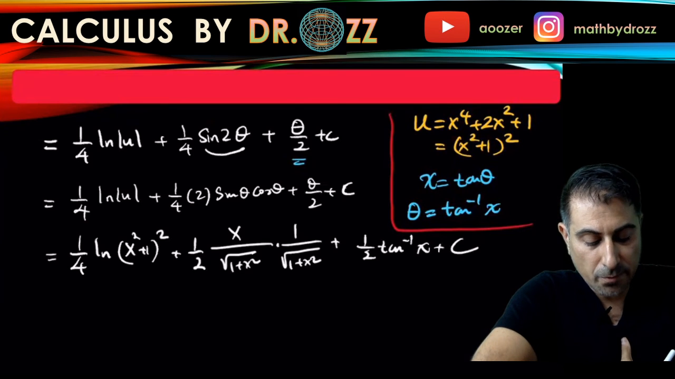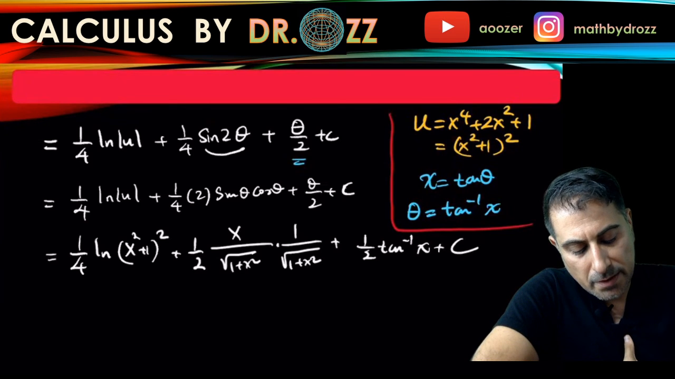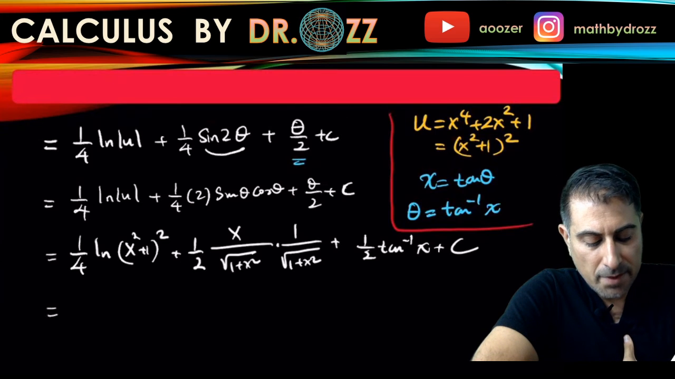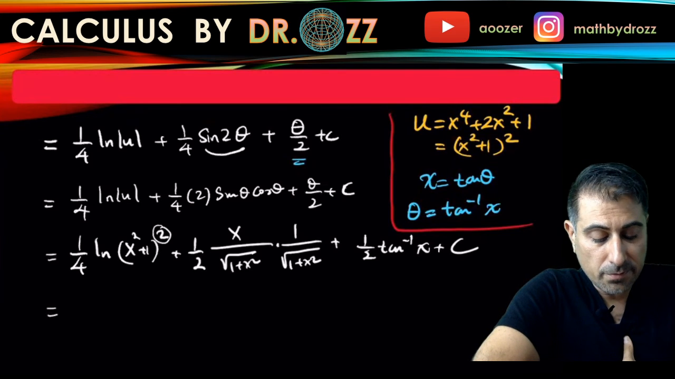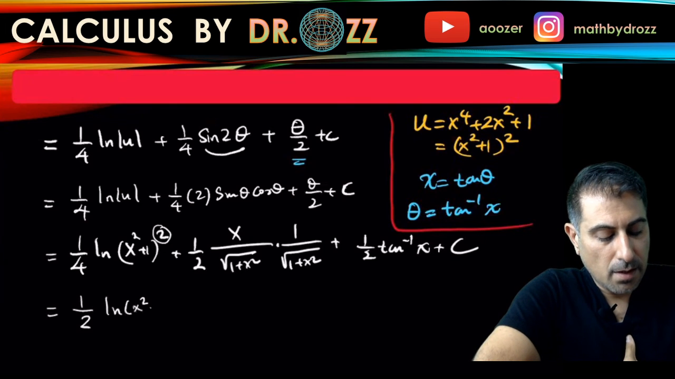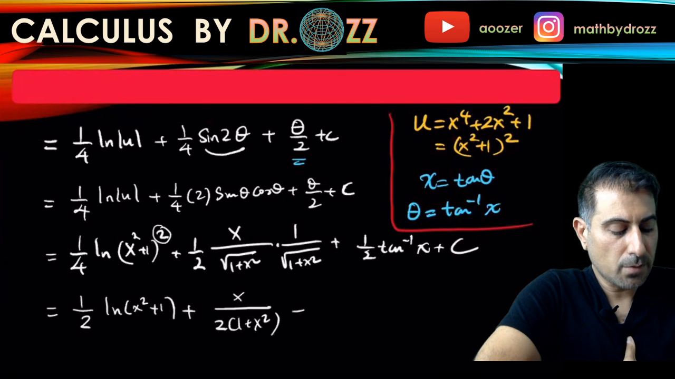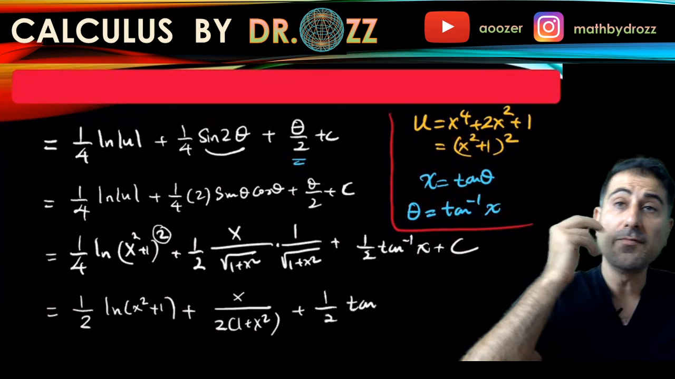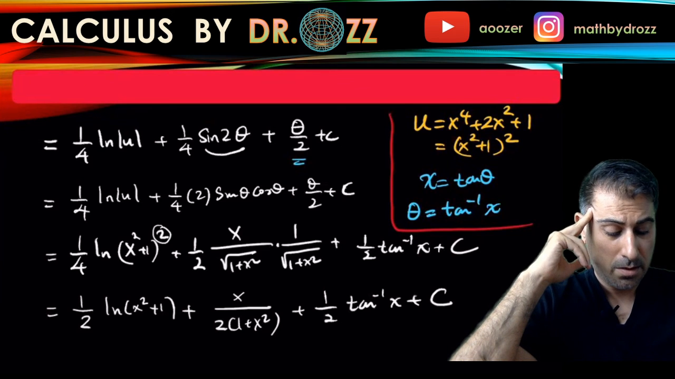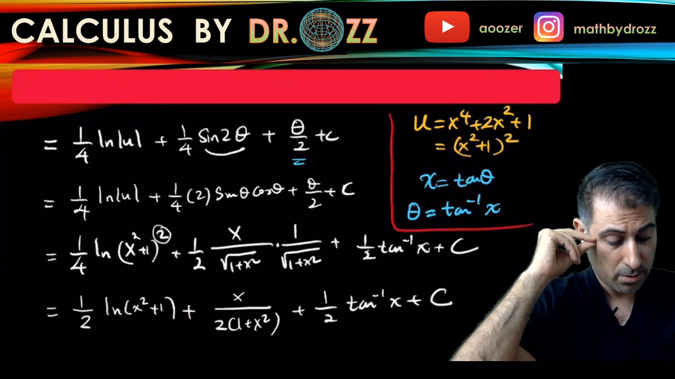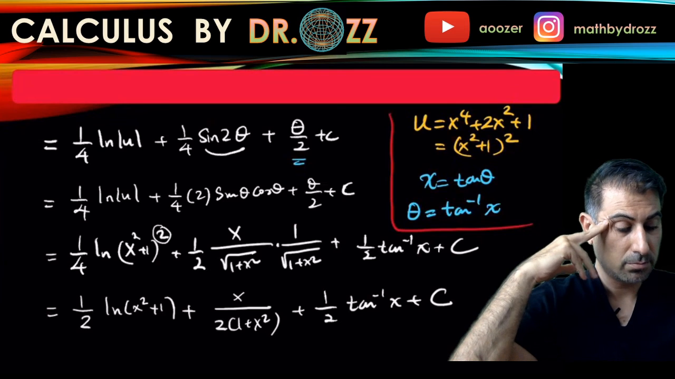Okay, let's simplify further. By using the ln property, I can pull this out. So that makes the outside number to be 1/2. Plus x over 2, 1 plus x squared, plus 1/2 tan inverse of x. And I think we are completely done.